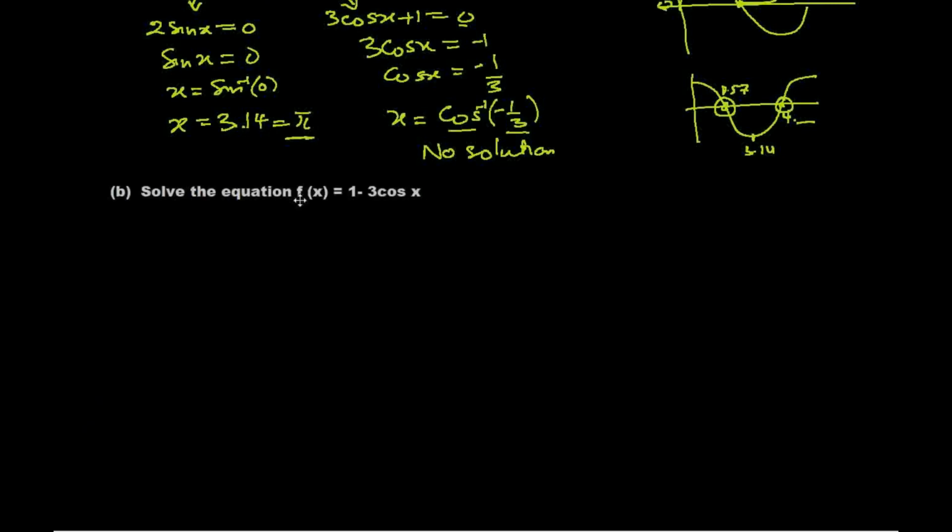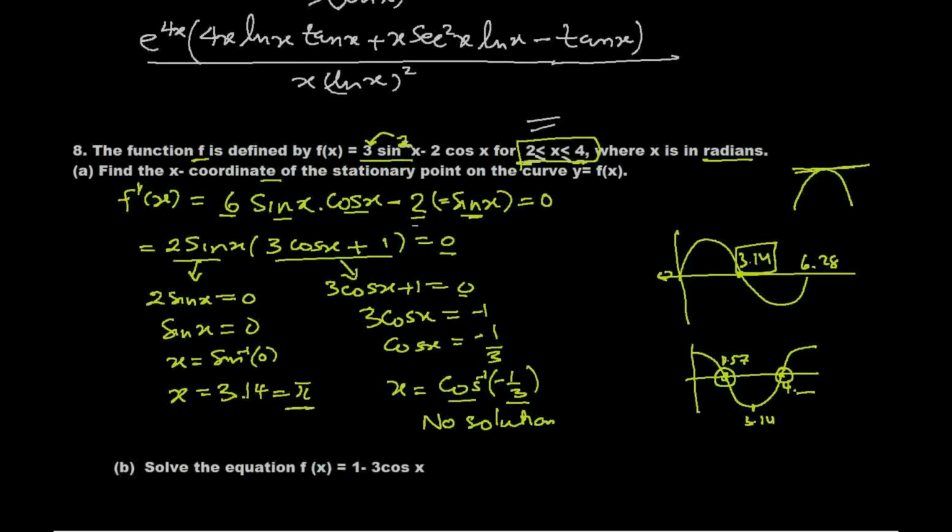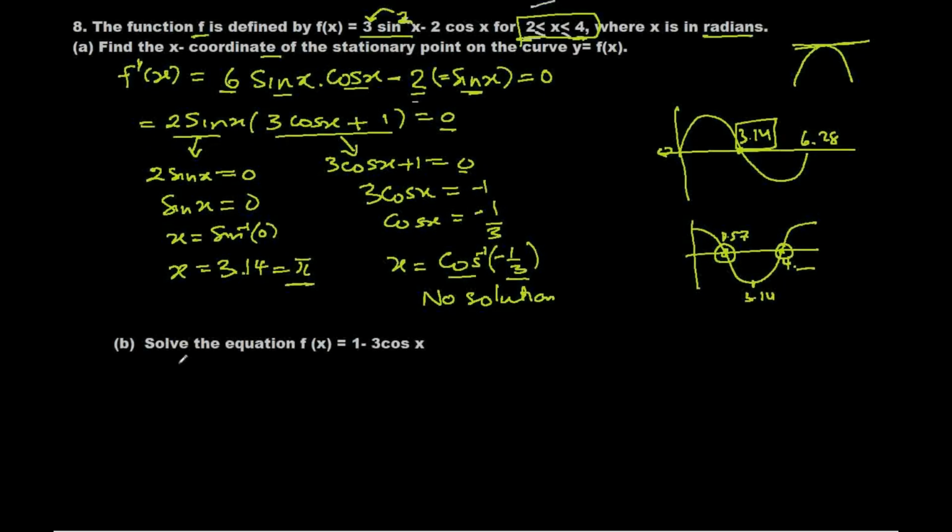Then f(x) equal to 1 minus 3 cos x. Okay, so f(x) is 3 sine square x minus 2 cos x equal to 1 minus 3 cos x. Let's convert this into a quadratic equation, but this is cos x, this is not cos x, so we will use the identity where sine square x is 1 minus cos square x, so that we have everything in terms of cos.